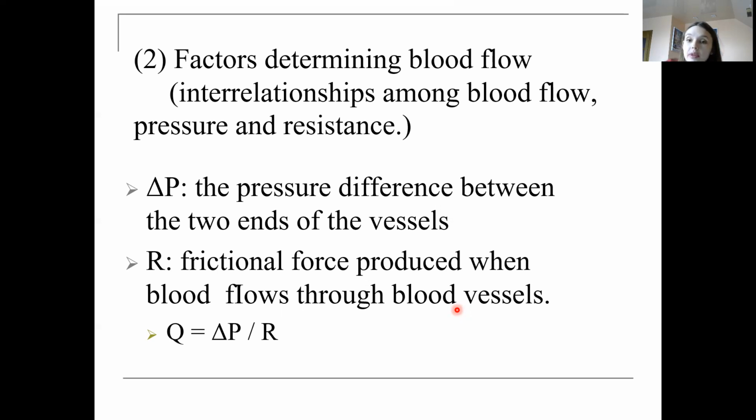So the difference between mean arterial pressure and mean venous pressure is one of the important things that determines our blood flow. Another factor which determines our blood flow is the friction force produced when blood flows through the blood vessels. In other words, it is the resistance of the vessels. So Q, or blood flow, or we could call it cardiac output, is directly proportional to the difference of pressure, between mean arterial pressure and mean venous pressure, and inversely proportional to the resistance of the vessels.